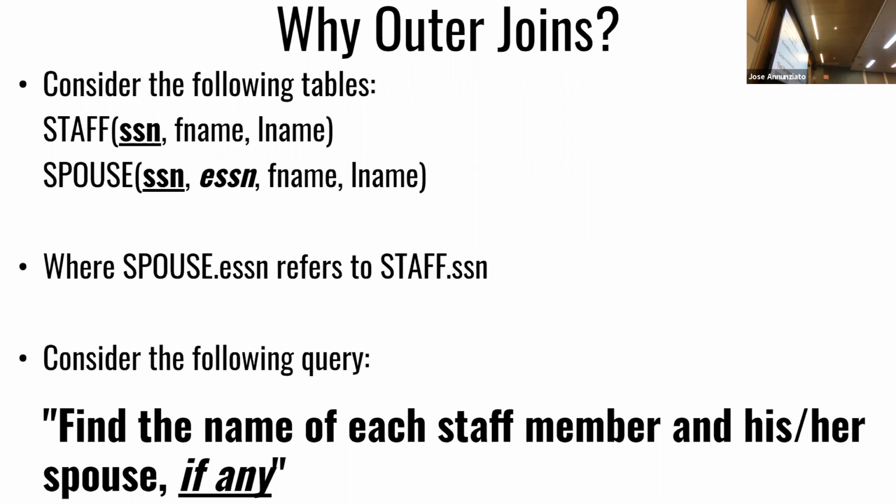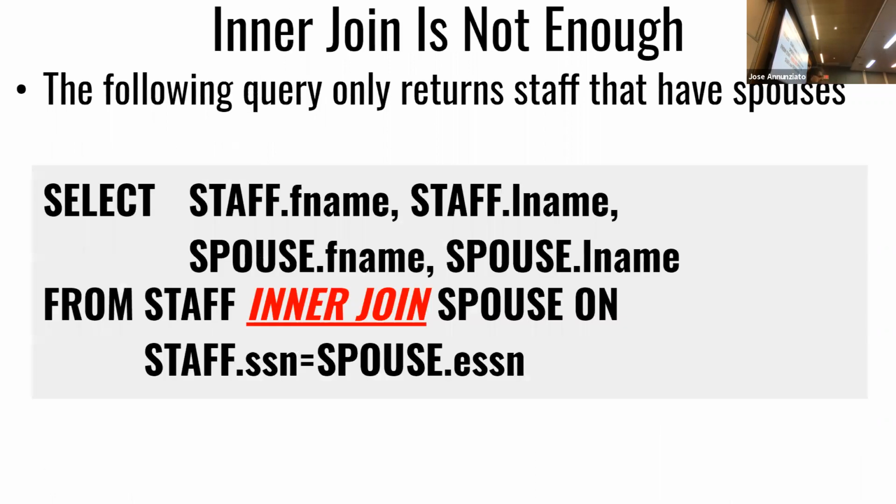So in this case, the question might be, find the names of each one of the staff and their spouses, if any. Meaning, if there are none, I still want them anyway. Invite them anyway. So to be able to do this query, if you only do the inner join, you would only invite those that are married, and you'd be discriminating against folks that are not married. Yes.